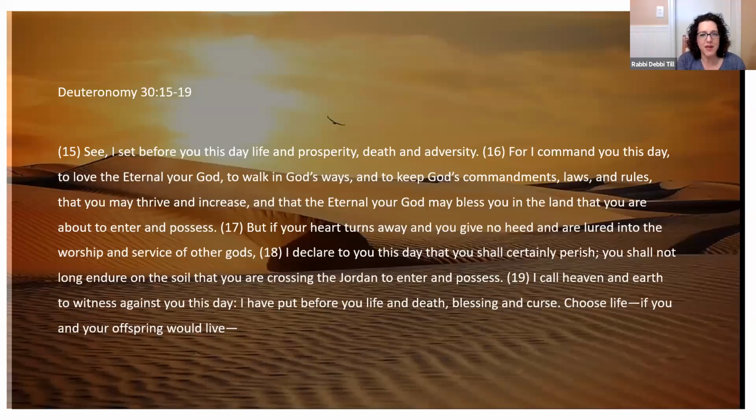So here, would somebody like to read? This is the very powerful text that we read at the holidays from Deuteronomy. There are no hard words at all. Would somebody like to read the English of the text?